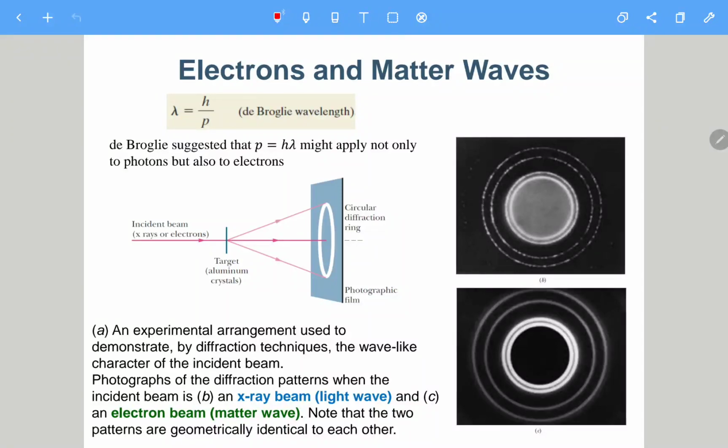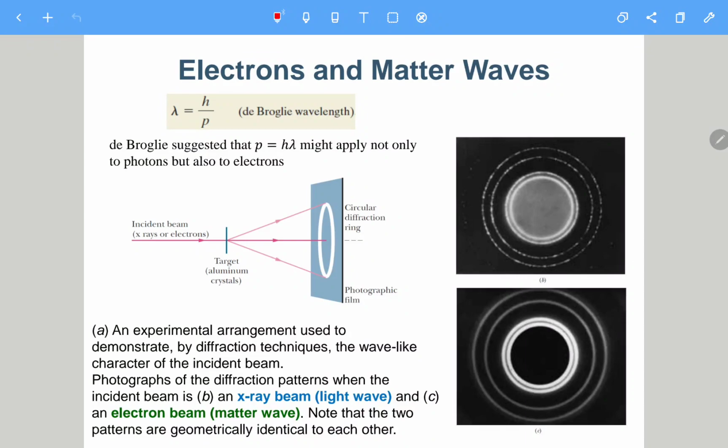Okay, so let's continue. And here we'll talk about the matter wave. So it's not only the photon that has the duality, both the particle property and the wave property. We also have the matter wave. All matter can be a wave.